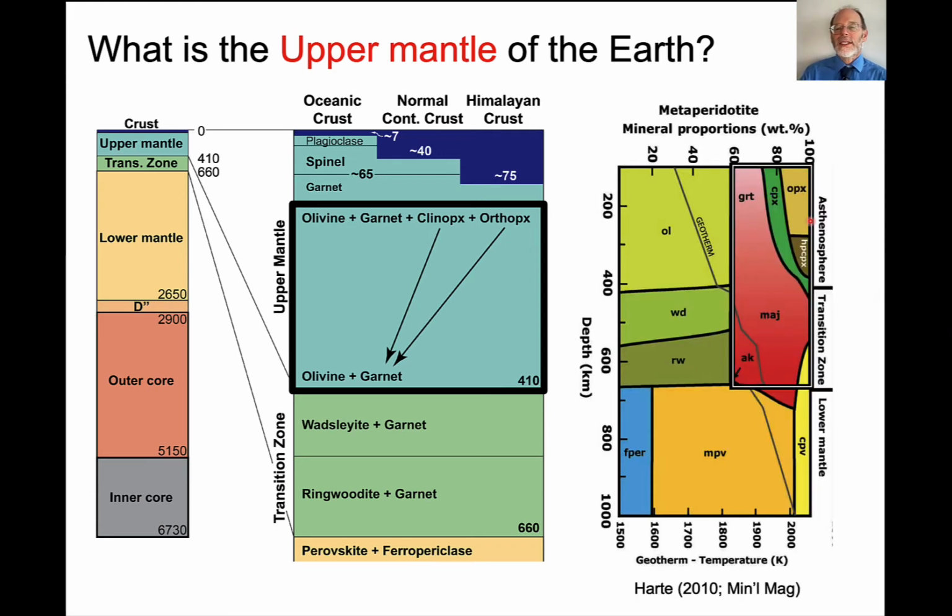So what we then see is that in the upper mantle, in shallow levels, we have olivine plus some garnet and some pyroxenes. And as pressure increases downward, the pyroxenes gradually transform into majorite. So as we hit the transition zone, olivine goes to wadsleyite. Then we find that it's mostly garnet and olivine.